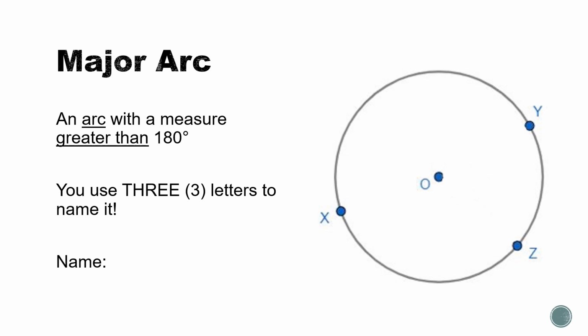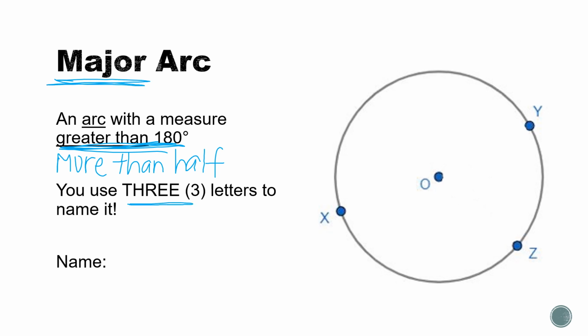On the flip side of this, a major arc is an arc that is greater than 180 degrees. So it is more than half the circle. Super, super important. A minor arc is named with how many? 2 letters. A major arc is always, always, always labeled with 3 letters. So we have to be more than half the circle, and we have to use 3 letters.